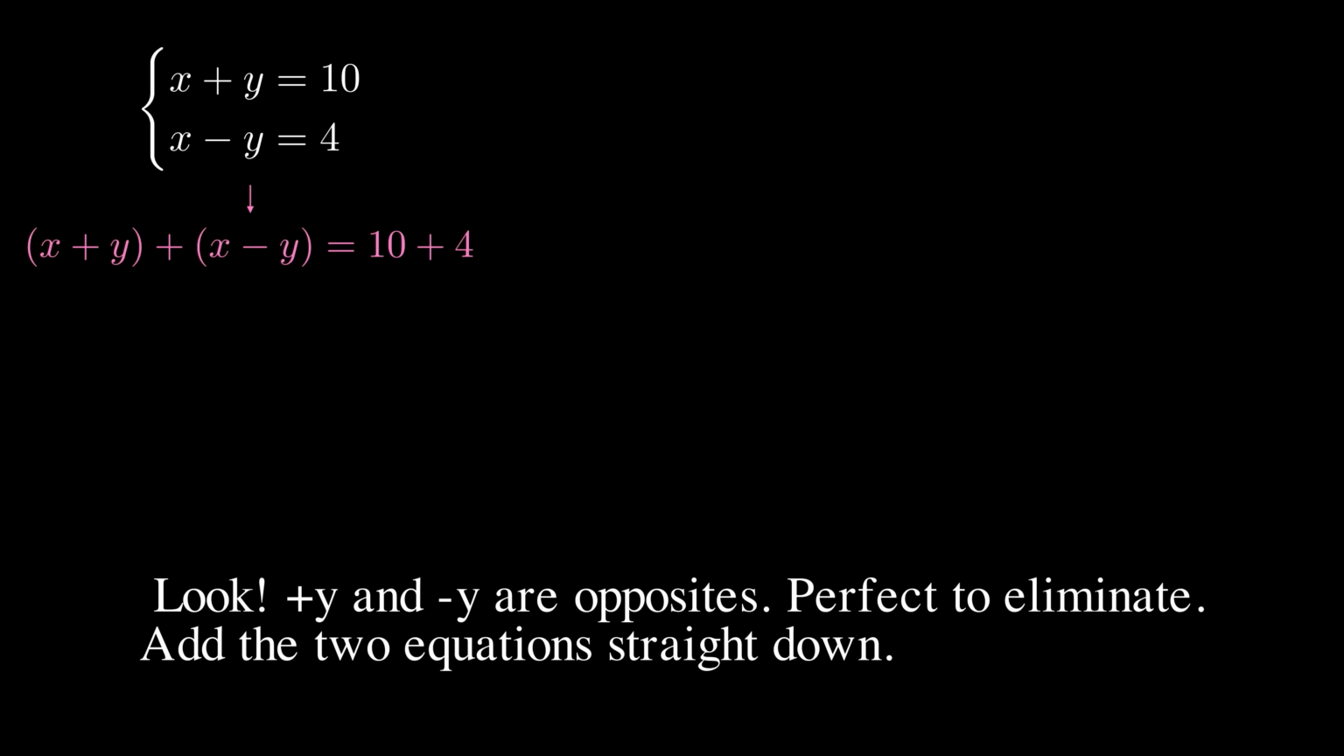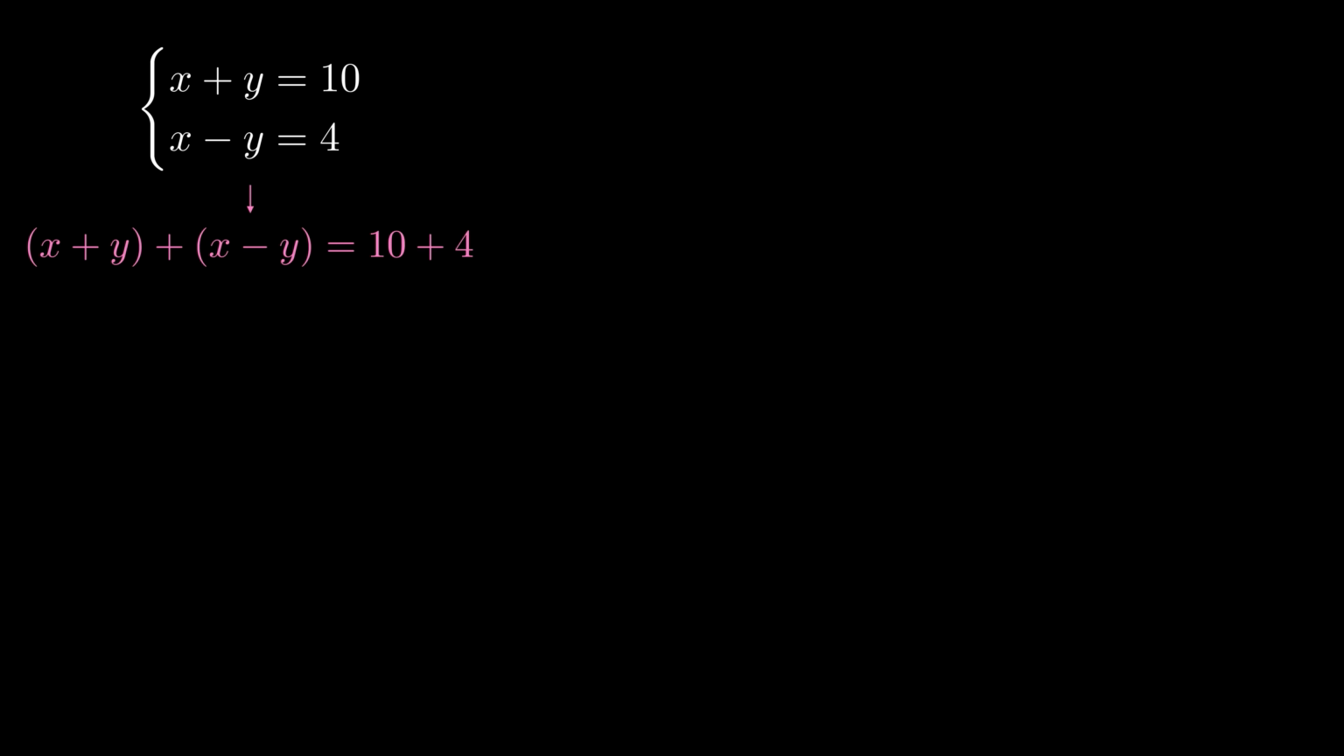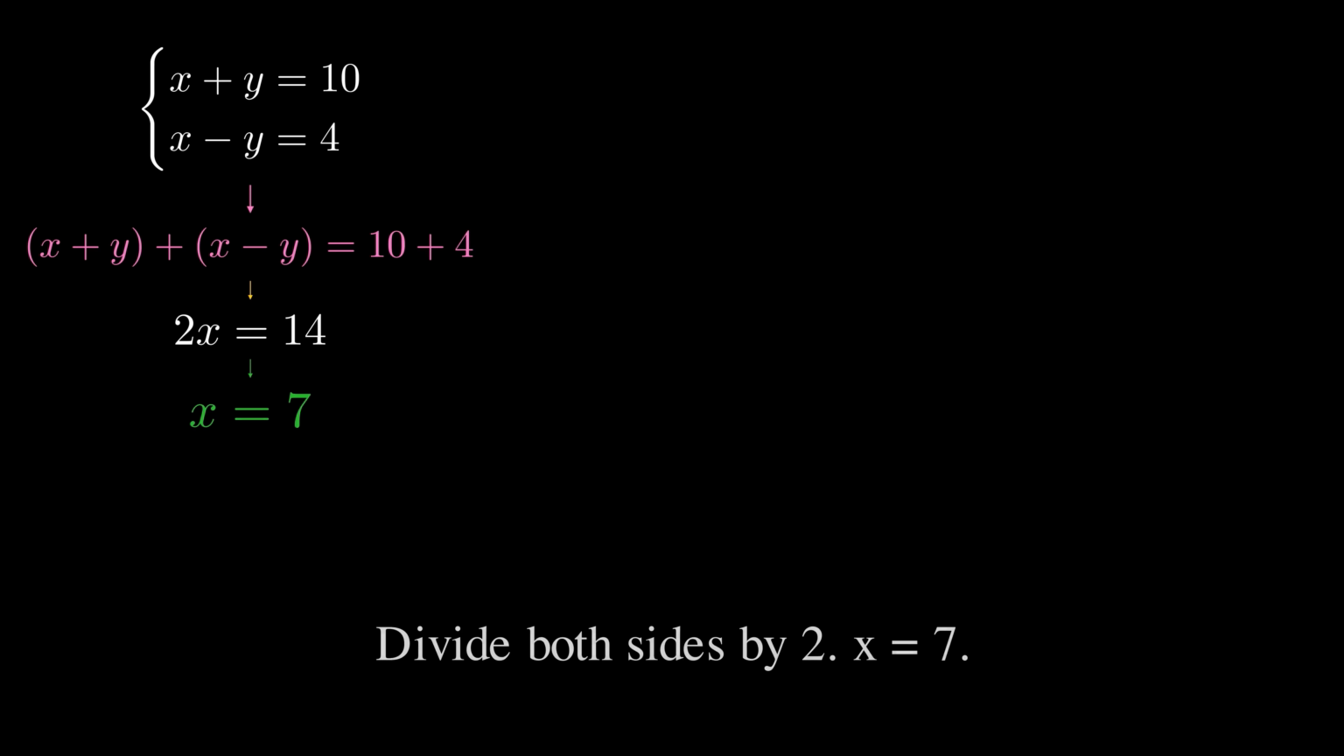Those are opposites. That means if we add the equations straight down, the y values will cancel out. When we add them, y disappears, and we're left with 2x equals 14. Now we solve like normal. Divide both sides by 2, and we get x equals 7.